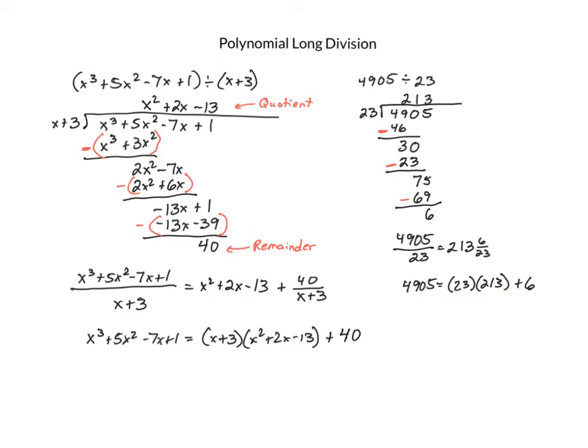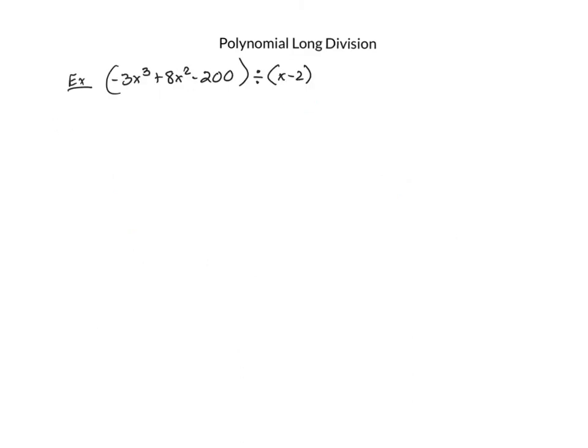Let's do another polynomial long division problem. Here it is. We're going to divide negative 3x cubed plus 8x squared minus 200 by x minus 2. So let's do it. We'll have x minus 2 out here. It's our divisor. And our dividend is negative 3x cubed plus 8x squared.